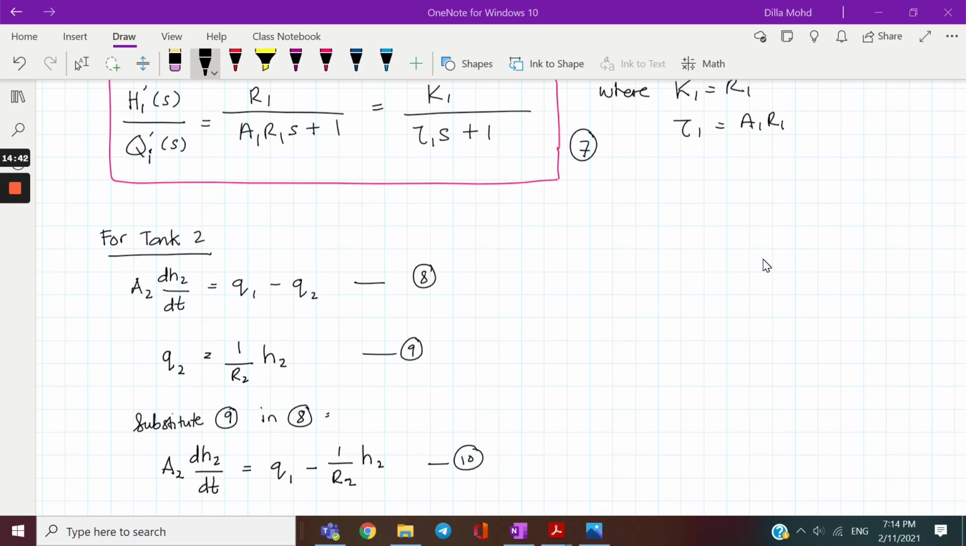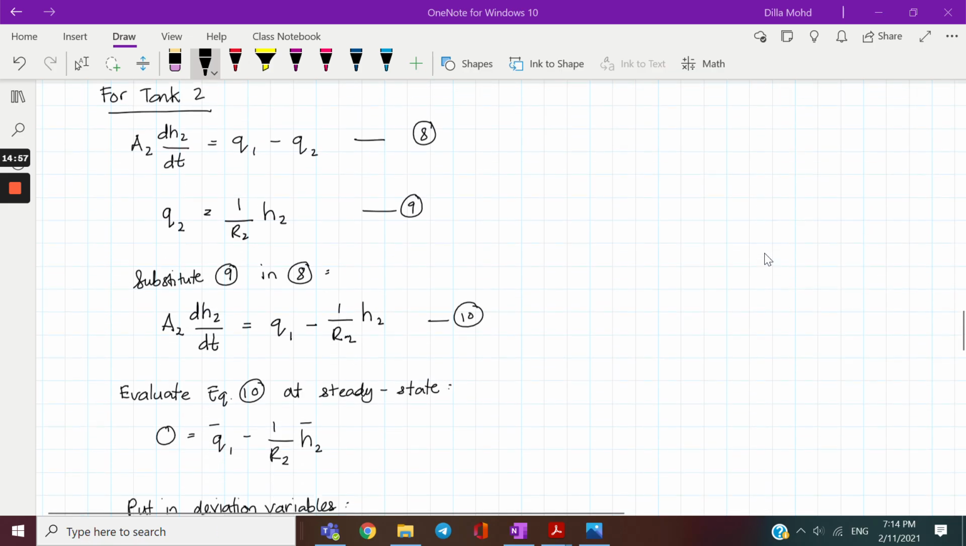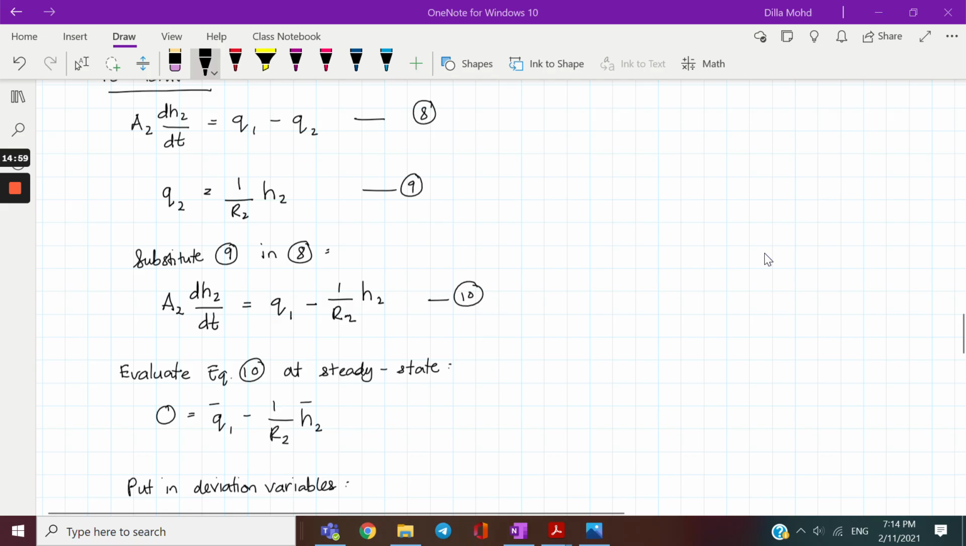So you are using the same equations. You can see equation number 8 is the mass balance equation, and equation number 9 is the equation for the resistance of the valve. It's just that now your variables are for tank 2. And then you substitute equation number 9 into equation number 8. So this equation number 10 is what you have.